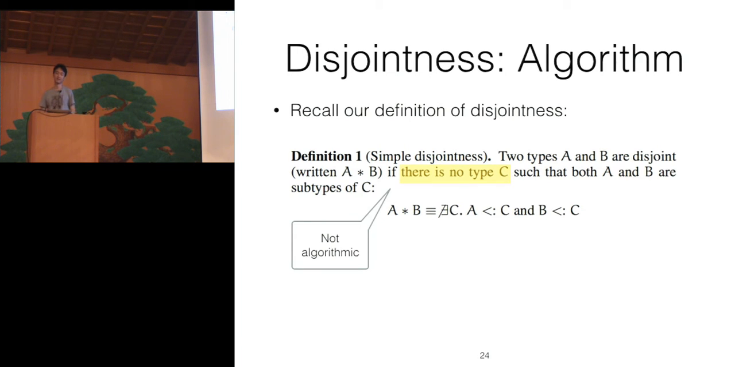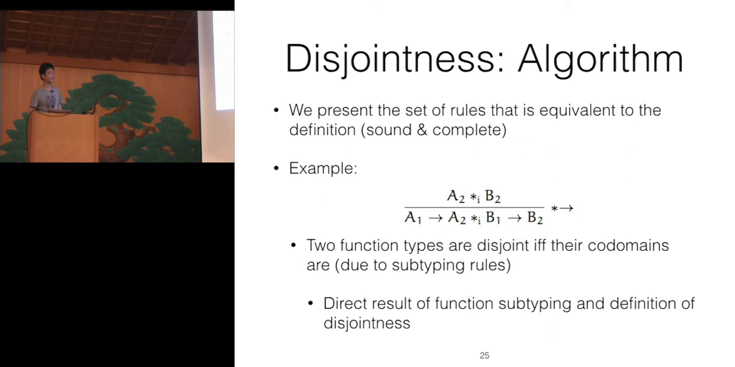But there's one thing that we haven't done yet. This is the disjointness judgment. Since the definition is not algorithmic, it's not clear whether we can actually implement the calculus, because there's an existence thing there. But luckily, we also have the set of rules that are equivalent to the definition, which is sound and complete.